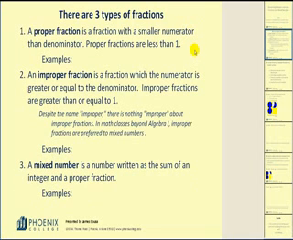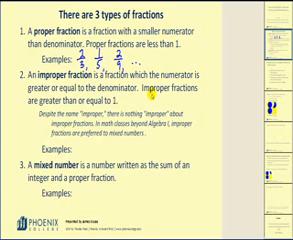A proper fraction is a fraction with a smaller numerator than denominator. Proper fractions are less than 1. A few examples of proper fractions would be, for example, 2/3, 1/5, 2/9, and so on. You kind of get the idea.